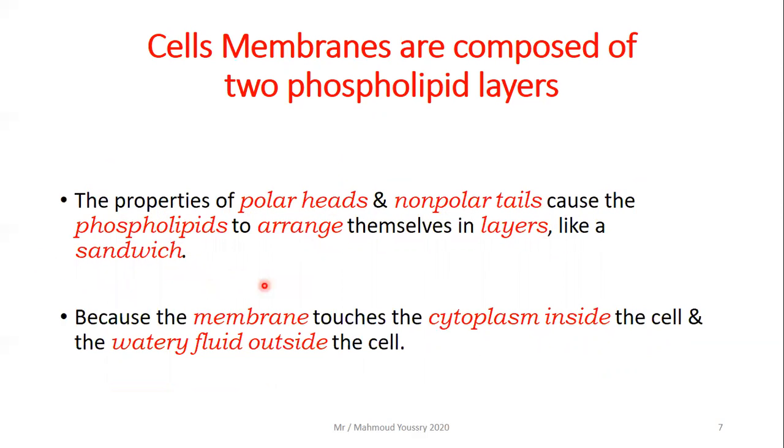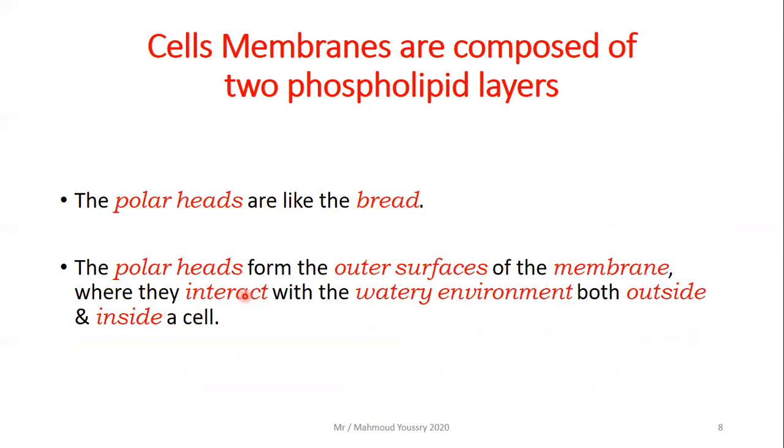Imagine that you have a sandwich: you have the upper layer and the lower layer. These are the bread, and in between there is the filling. The membrane touches the cytoplasm inside the cell and the watery fluid outside the cell, and we already know that the cytoplasm consists mainly of water, so it will also repel the fatty acid tails. The polar heads are like the bread.